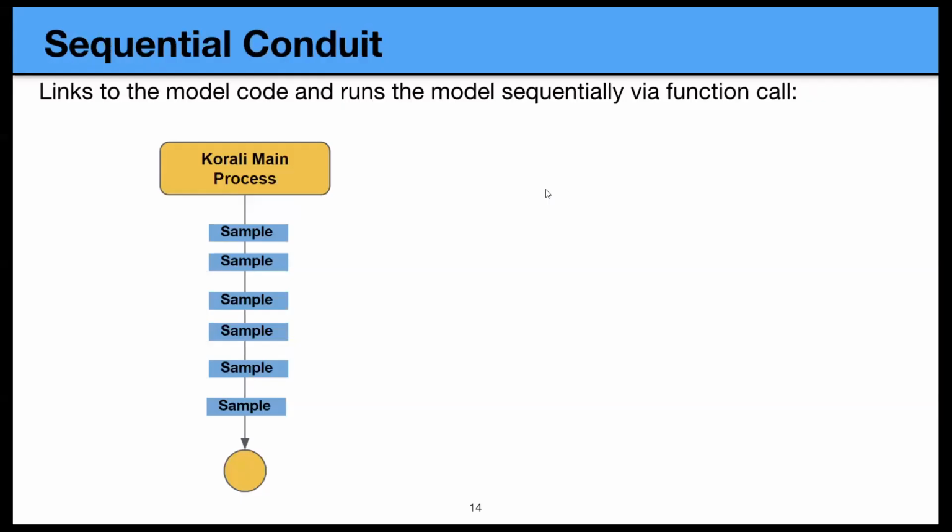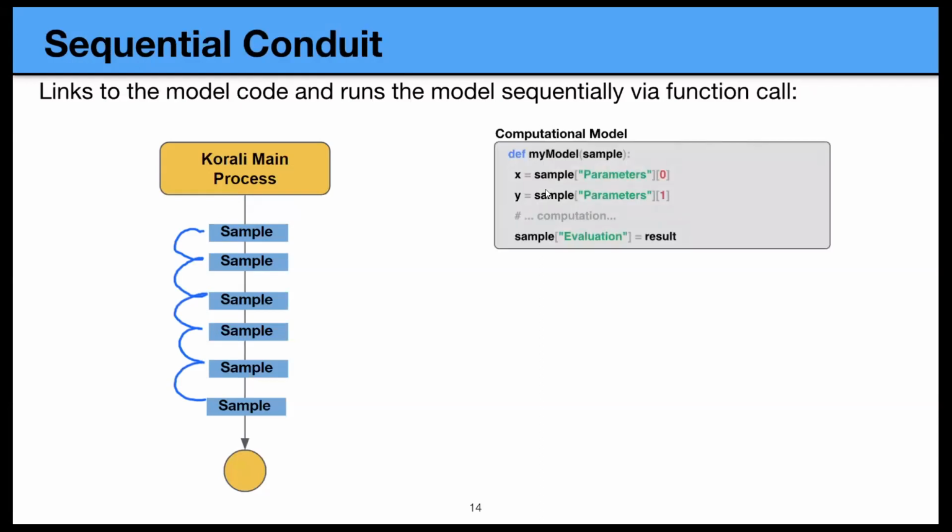Okay. So the sequential conduit is just as you imagine. There's only one process which will, one at a time and sequentially, run the samples that have been proposed by TMCMC or CMA. And when it's done executing all of those in the generation, it goes back to the algorithm with all the results of the execution of the models.